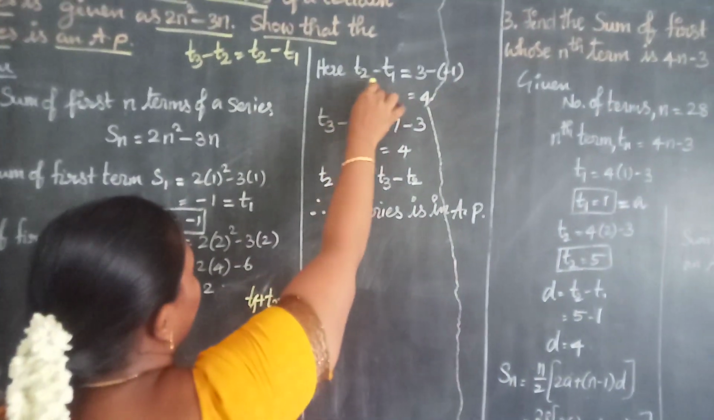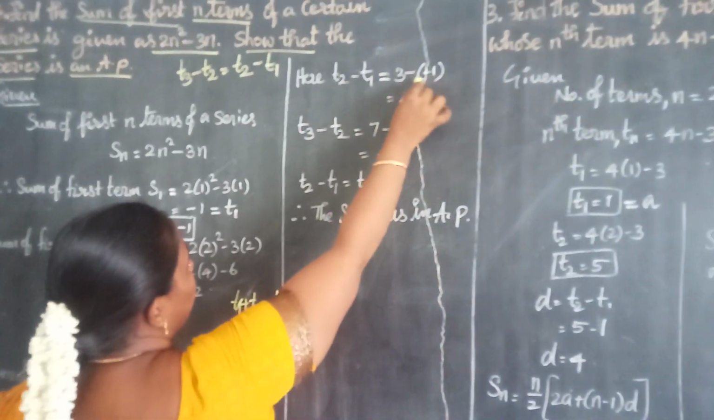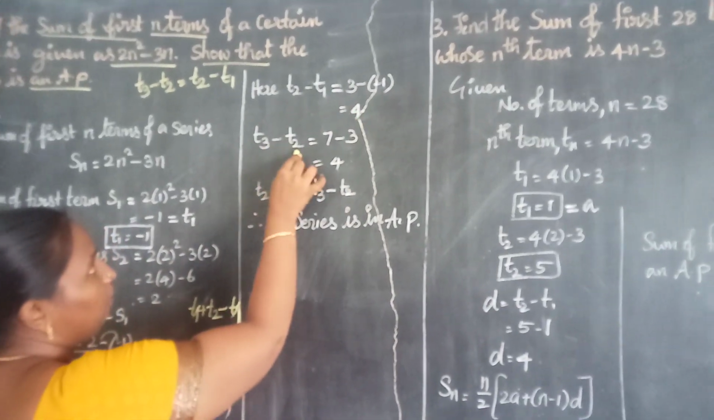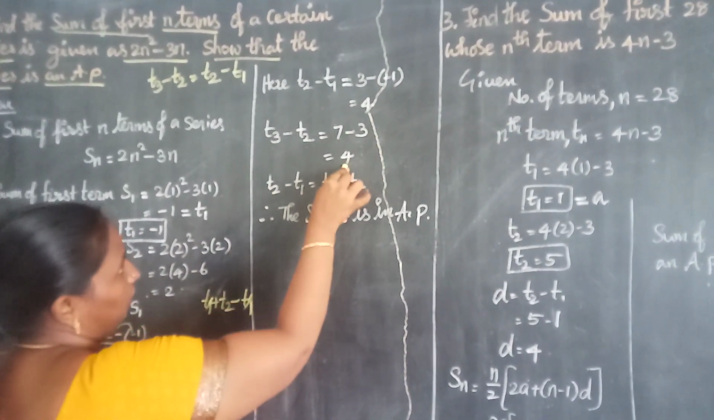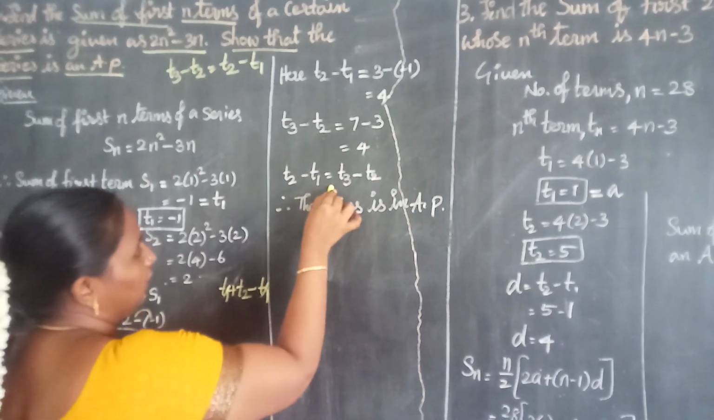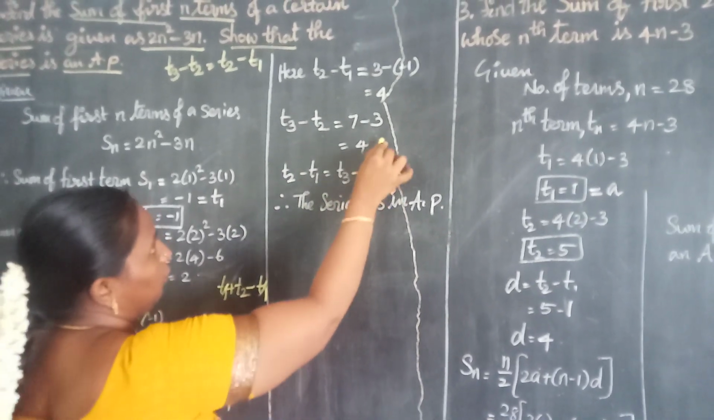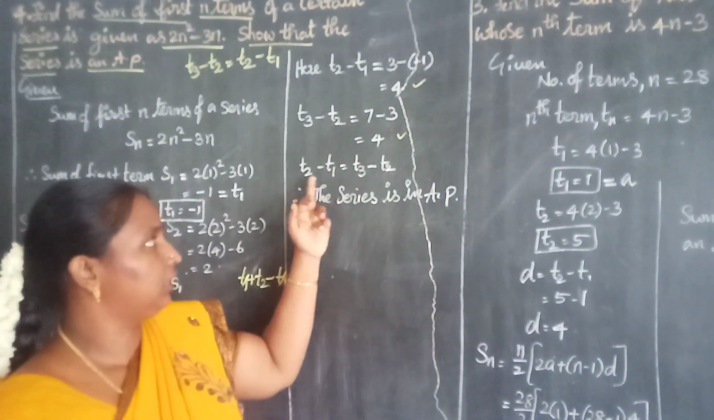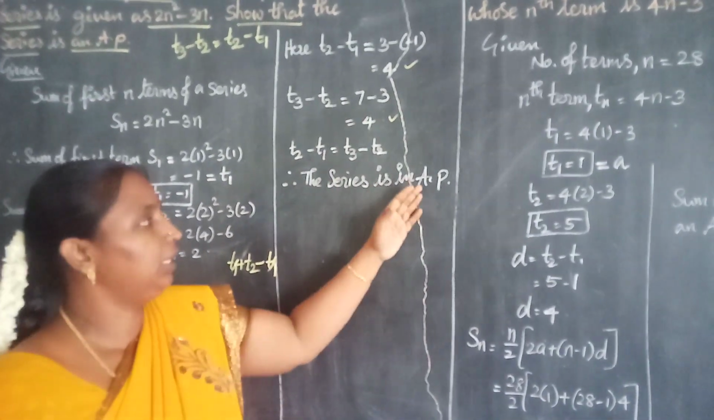Here, T2 minus T1. That is 3 minus of minus 1. You will get 3 plus 1, which is 4. T3 minus T2, 7 minus 3, will get 4. So T2 minus T1 equal to T3 minus T2, 4. Both are the same only. So the common difference is the same. So the series is in AP.